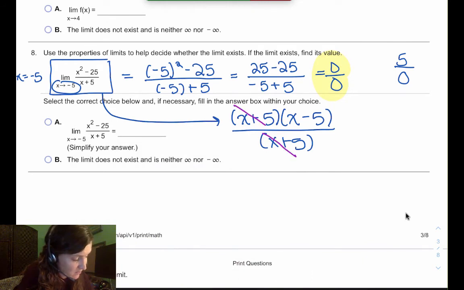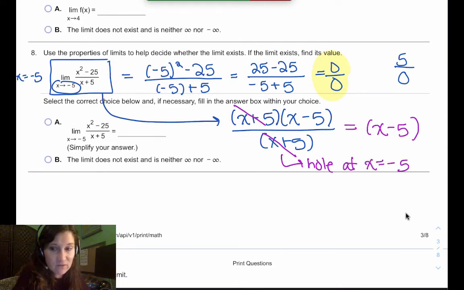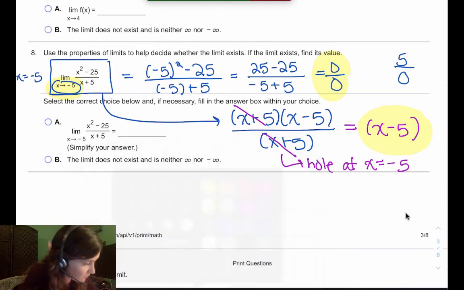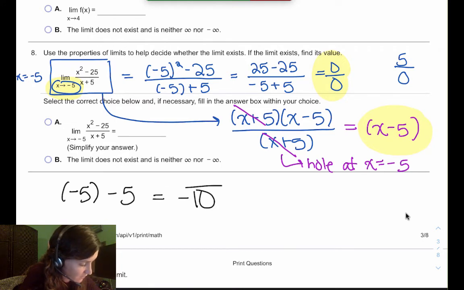The x plus 5's cancel, so it actually simplifies to x minus 5. But there's going to be a hole in the graph, like what we saw over there at x equals -5, but that does not affect the limits. Which means now that we simplified, we can just go back and plug in the point we were originally trying to plug in, which in this case is -5. So we end up with -5 minus 5, which is -10.